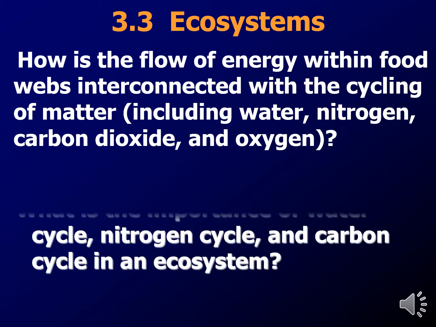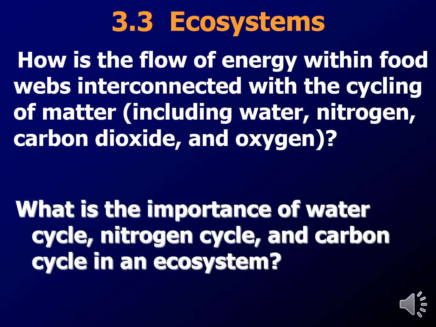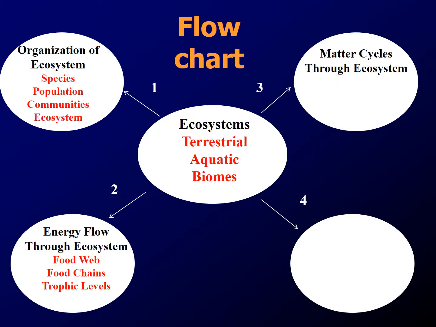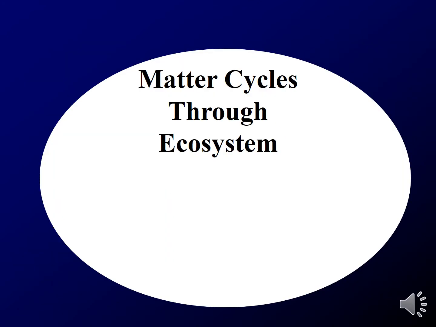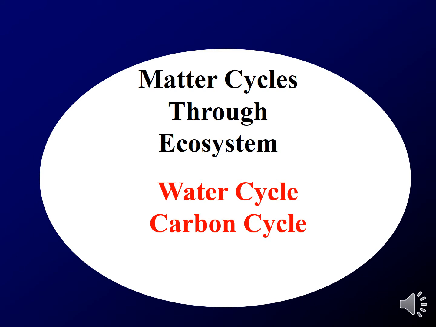To address this question, we will be looking at the importance of the water cycle, nitrogen cycle, and carbon cycle in an ecosystem. Locate your ecosystem flowchart. In the oval labeled number 3, copy the appropriate heading. As we go through this PowerPoint, we will be discussing the importance of the water cycle, the carbon cycle, and the nitrogen cycle.